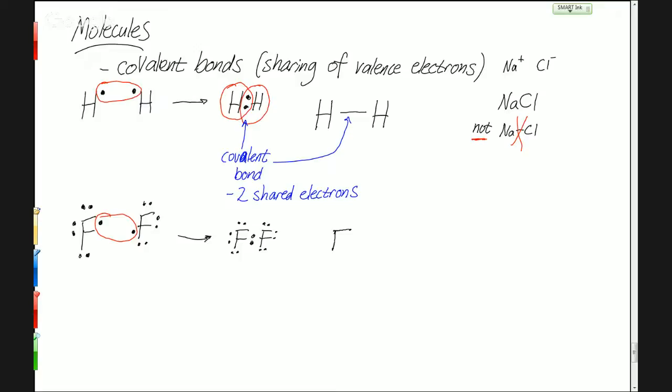Or another way we could write that is with that line for that bond, and we would actually keep all those other electrons around. Now, drawing a molecule like this, that is two or more atoms connected by covalent bonds, using the lines and then the dots has a name. And this is called the Lewis structure.